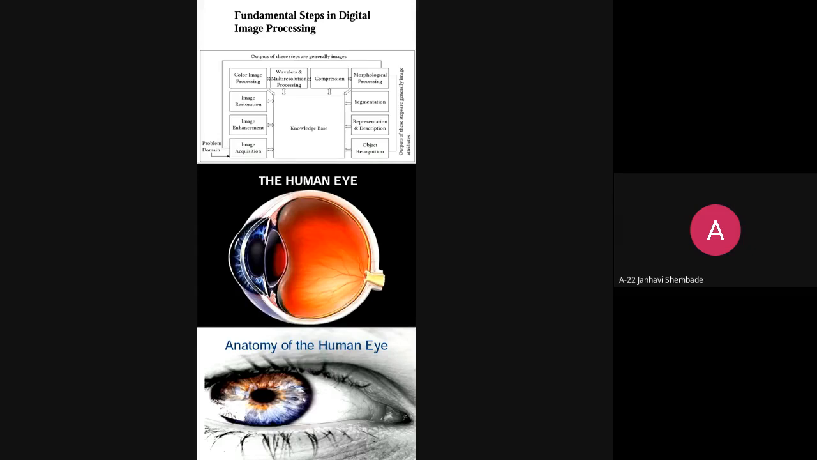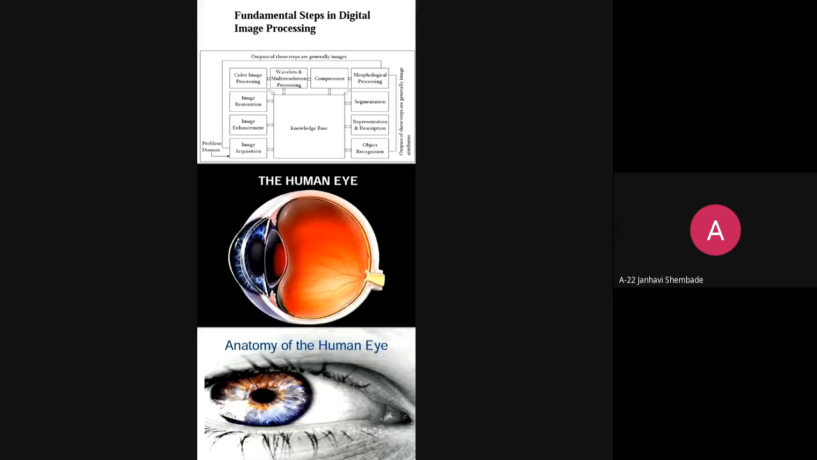The fourth block is color image processing. Instead of a black and white image or grayscale image, we can use a color image for our operations. As we compare color images with black and white and grayscale images, it is easy to identify various information by using a color image. So nowadays, for image processing, we use color images.